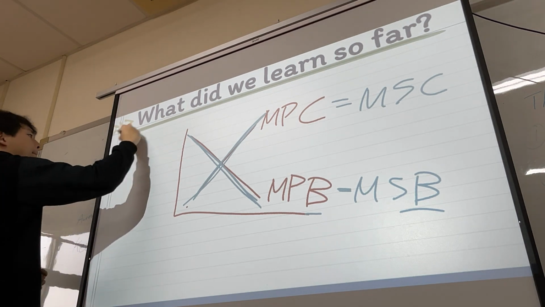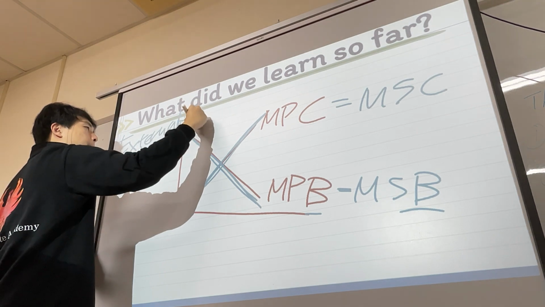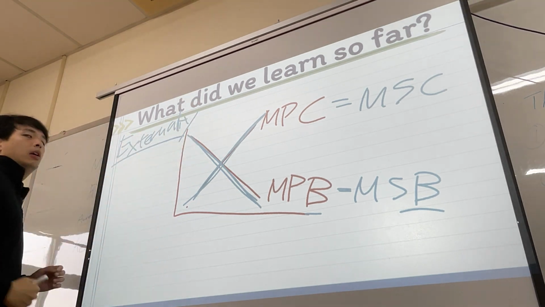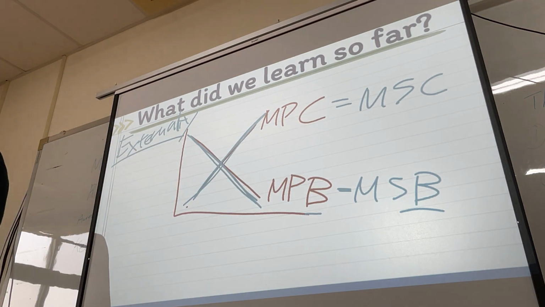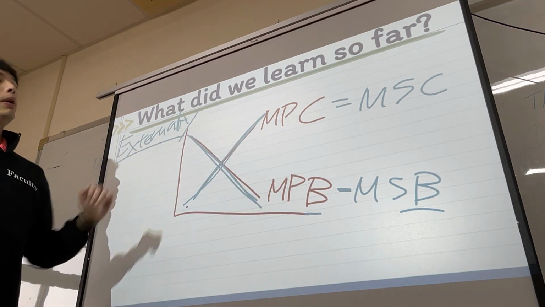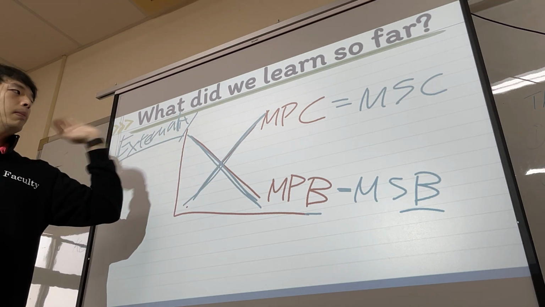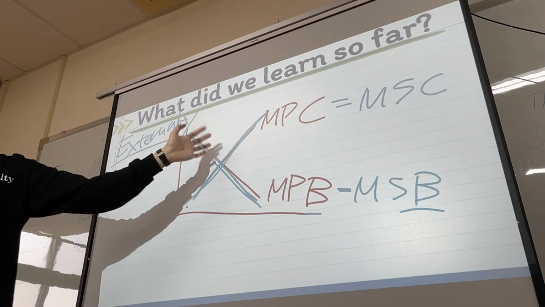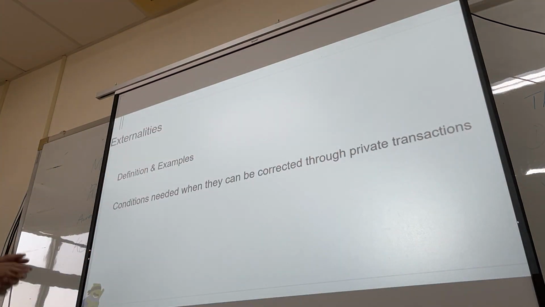So now, question here. We know externality, air pollution, water pollution will cause the deadweight loss. Now, what will happen to the graph? You will see what will happen if externality is put into this graph. Something will happen here. So now, let's talk about externality.